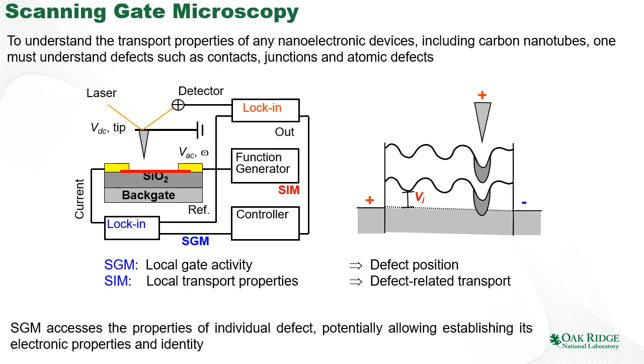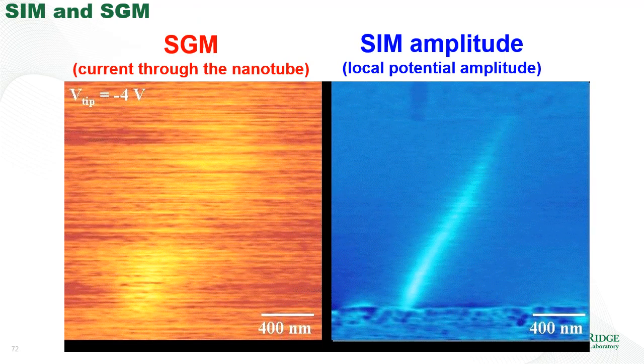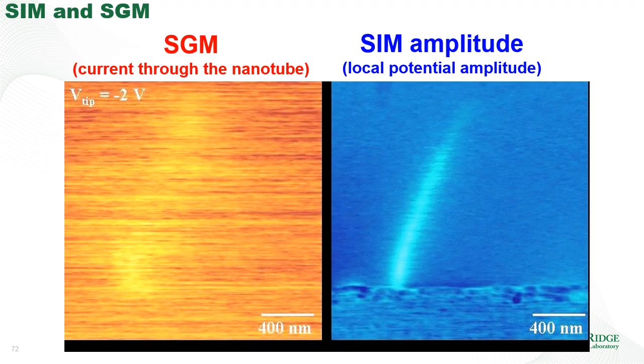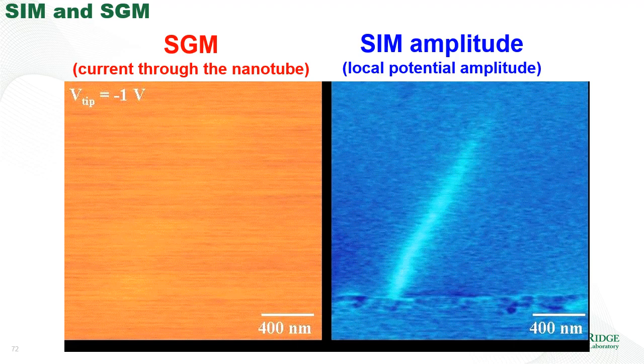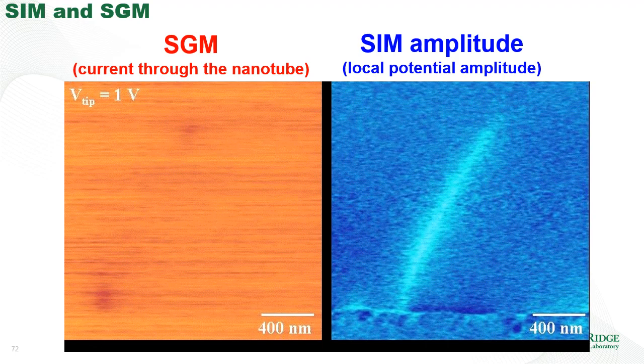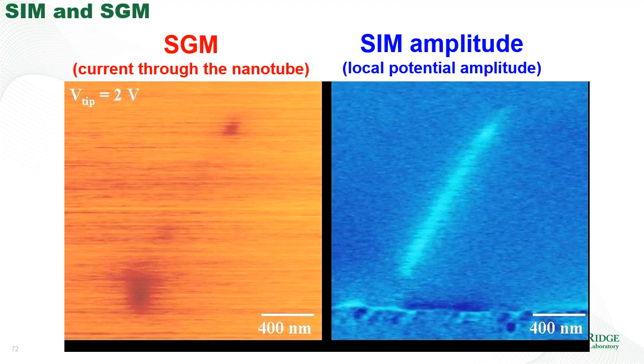And the interesting opportunity here is to combine scanning gate microscopy and scanning impedance microscopy. So scanning gate microscopy gives the information of the defect position and the gate activity, and impedance microscopy gives the information about the defect-related transfer. This is an example of the movie where we measure scanning gate microscopy and scanning impedance microscopy at the same time. And you can see that scanning gate microscopy shows the conductance, scanning impedance microscopy shows the potential drop.